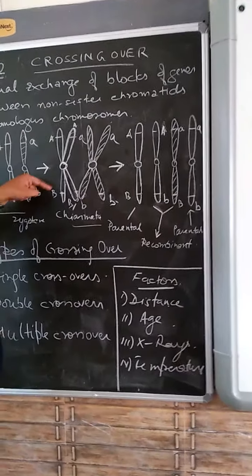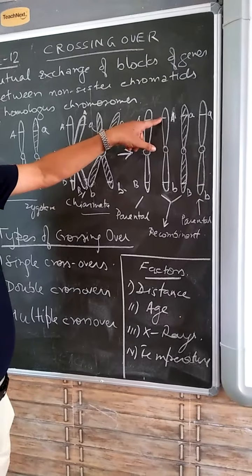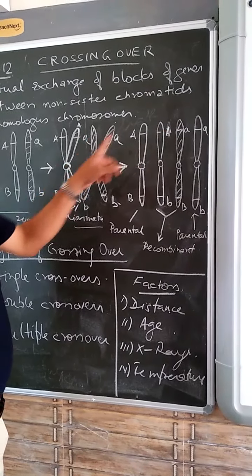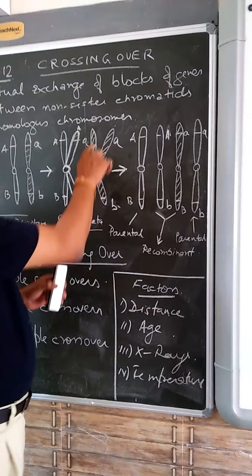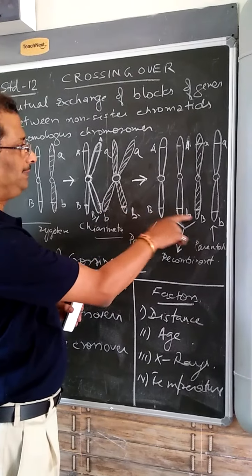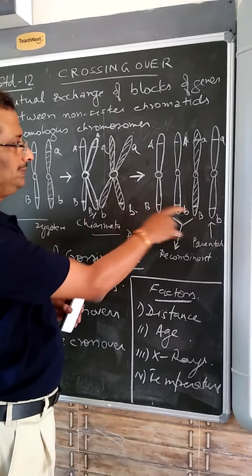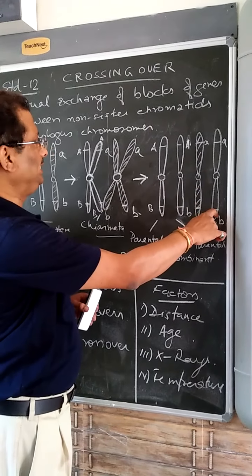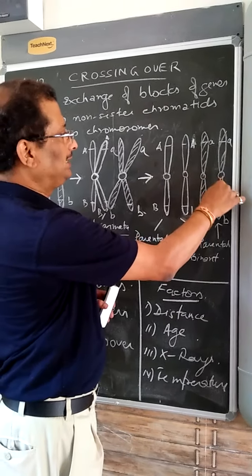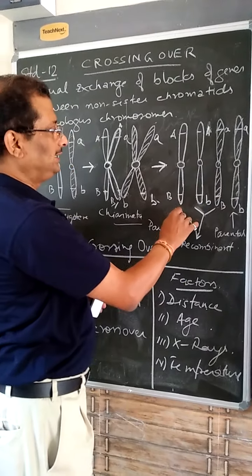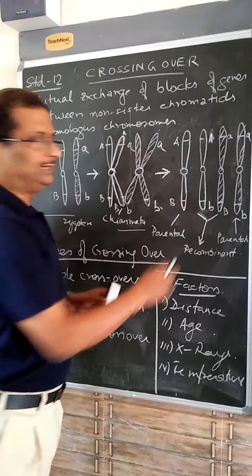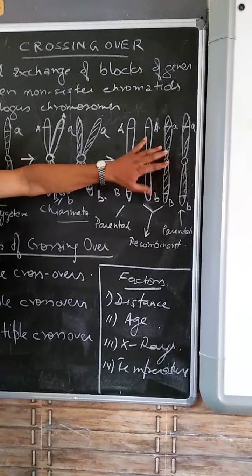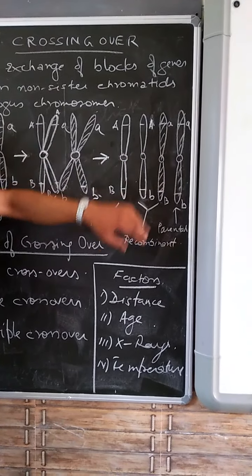So, the first will have A, B. Second one will have A and small b because the small b has exchanged over here. The third one will have small a from this and capital B because capital B has come to this side, and this one will have the original small a and b. So you can see here that there are two parental and two recombinants. Now these two recombinant genes are a result of the crossing over.